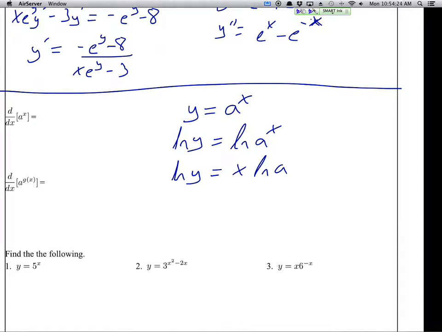So what's the derivative of the natural log of y? 1 over y, y prime. So that's the same thing as y prime over y. On the right side, it helps to realize that this natural log of a is just a constant coefficient. So that means it stays, and what's the derivative of x? 1. So I just get the natural log of a. I want to get y prime by itself, so then I multiply over.